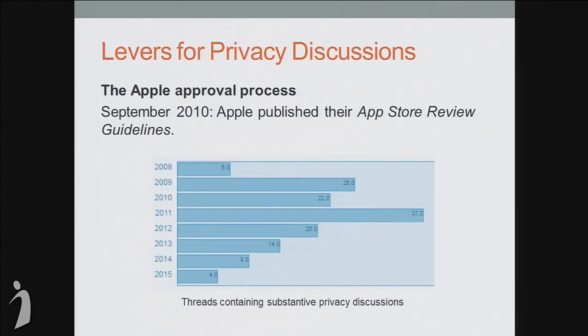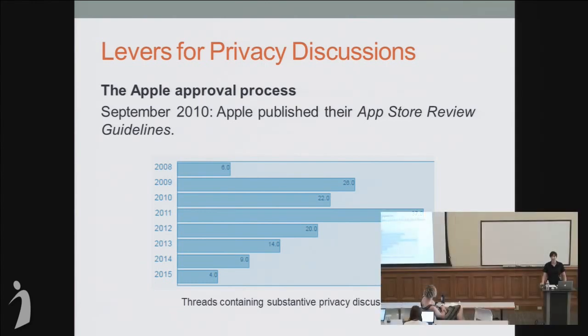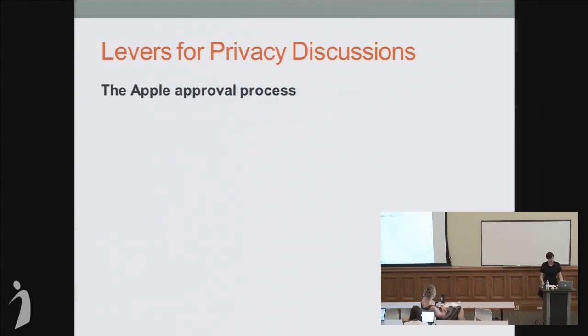So an overwhelming number of the privacy conversations on iPhone Dev SDK point to the Apple approval process as a trigger for privacy discussions. So this is a bar chart of the number of threads containing discussion about privacy in the forums. And you'll see there's a spike in 2011. Apple introduced its policy guidance for developers, the App Store Review Guidelines, in September 2010. A lot of those 2011 discussions are trying to unpack that document, right? Trying to figure out what does Apple mean by privacy. And what that often looks like, trying to navigate that Apple approval process was the single most common trigger across our data for privacy discussions.